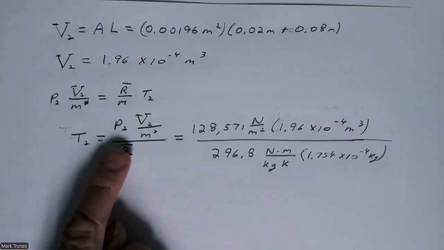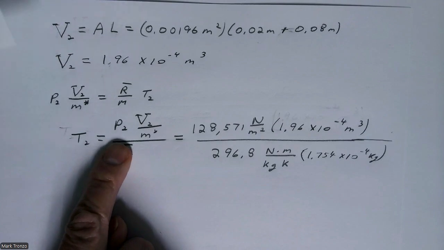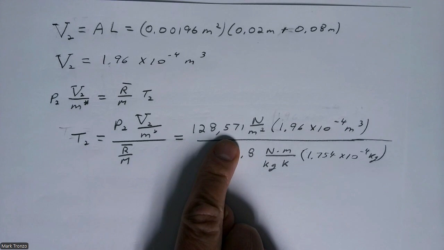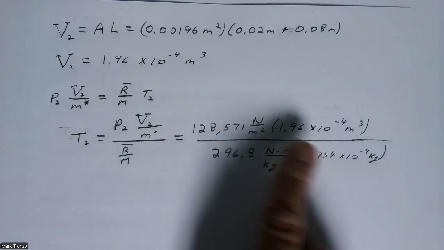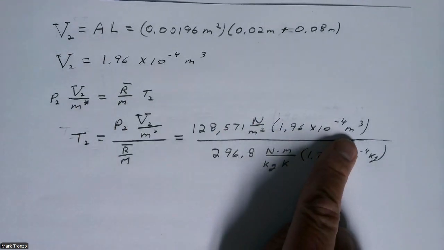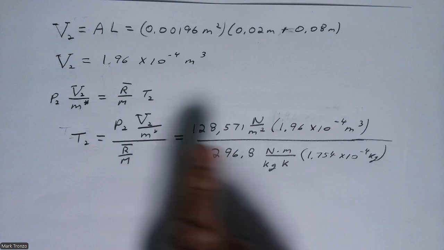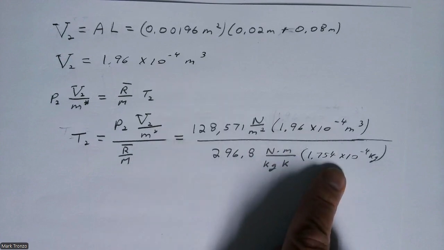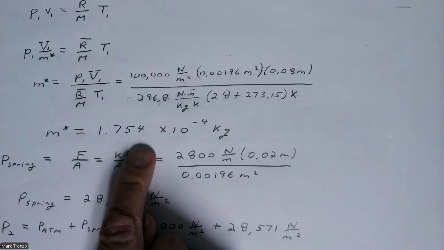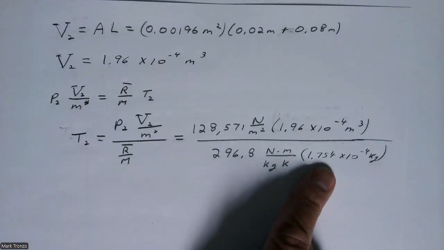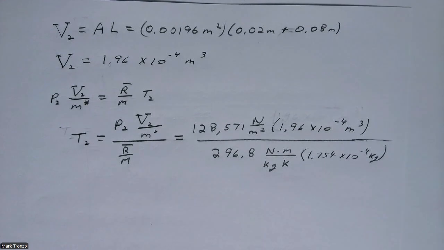And again, we'll substitute in our values for P2. We found that a minute ago, 125.71. And our volume, we found that up here, 1.96 times 10 to the fourth. Now I moved the mass down into the denominator here. Again, we found that a little while ago, 1.754 times 10 to the minus fourth.